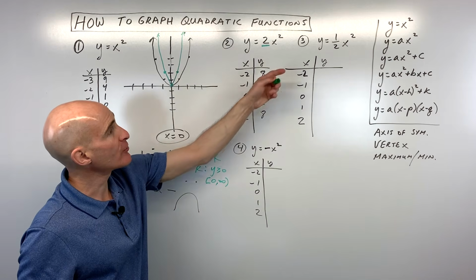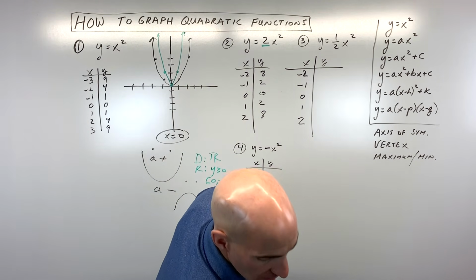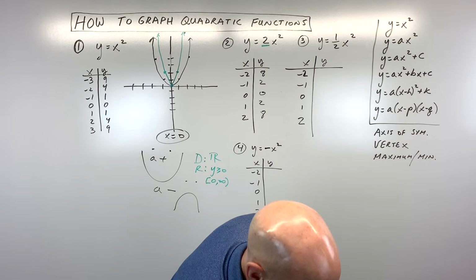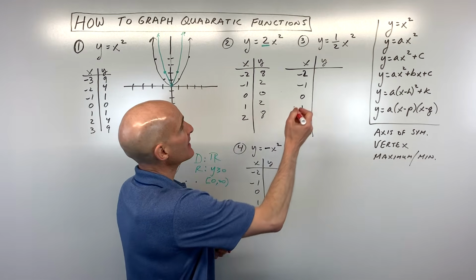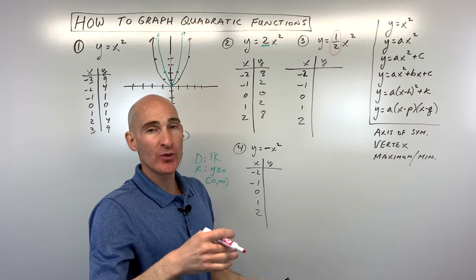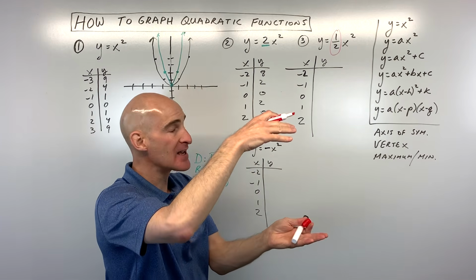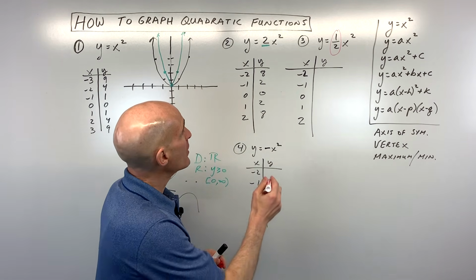So let's go to number 3 now. What do you think happens here with y equals 1/2 x squared? If you said that the 1/2 is going to be a vertical shrink, you're absolutely right, because this a value is between 0 and 1. When it's less than 1 like that, but still positive, you know it's going to be a vertical shrink. We're going to talk about negative next. Let's go ahead and plot some points here.